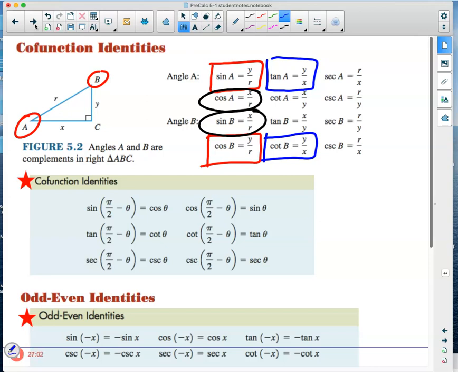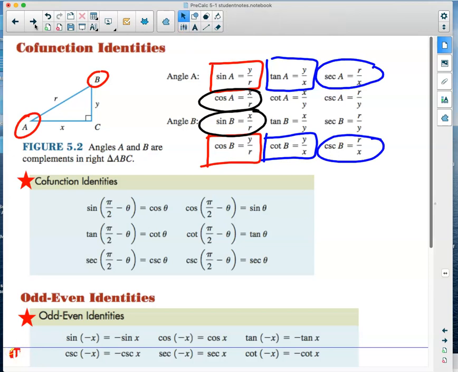And then secant and cosecant. Cofunctions. Sine and cosine. Tangent and cotangent. Secant and cosecant. They are cofunctions of each other. That's actually how they got their names.